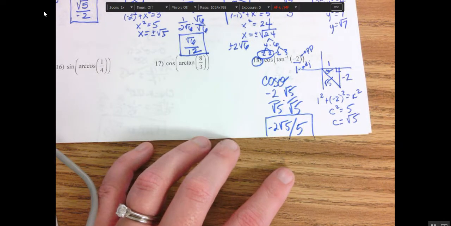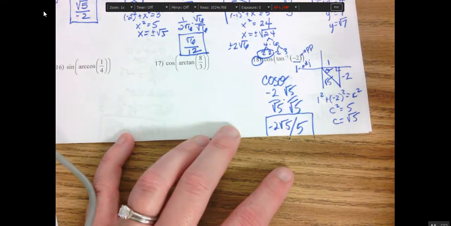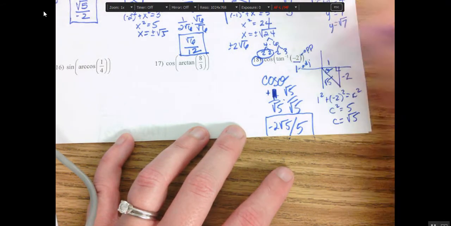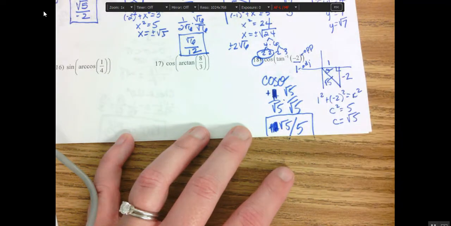Wait a second. Go ahead, Christina. It's cosine, so it's like adjacent. Okay. So it'd be like 1 over root 5. I appreciate it. Yep, you're right. Positive 1 over root 5. Thank you for paying attention. And that would be positive root 5 over 5, right?